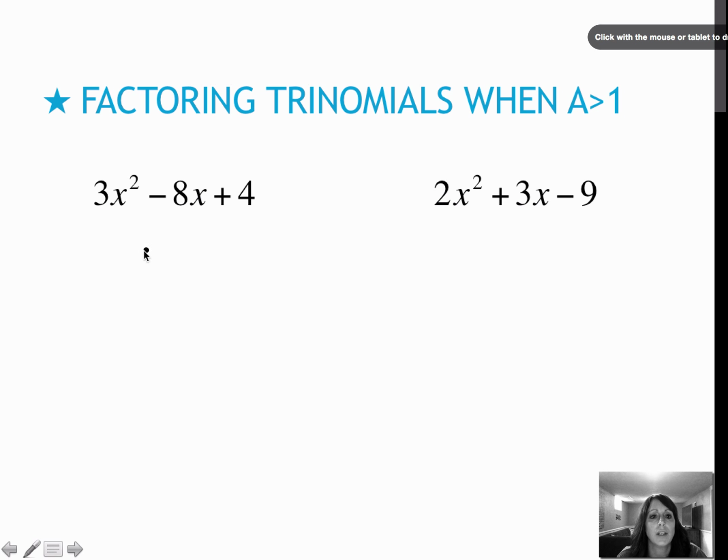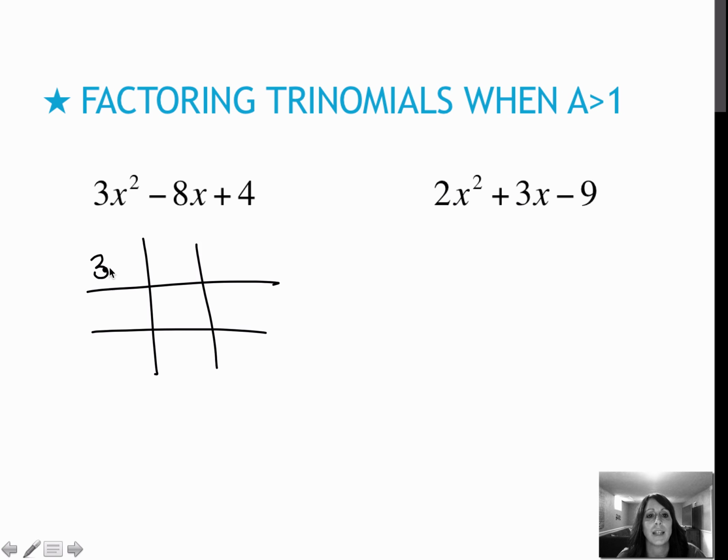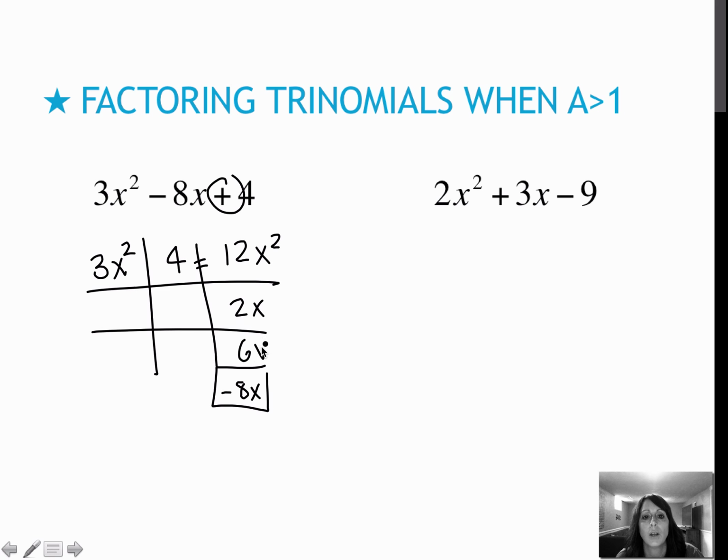For my first example, remember I'm always taking my first term and putting it in the first box and my last term in the second box, and then I multiply them to find the third box. Down below, I'm going to put the middle value, the negative 8x. Then I'm looking for numbers that multiply to 12 and add to 8, so that would be 2 and 6. Notice I need them to add to negative 8, so those will both be negative values. They still multiply to a positive, but they add to a negative.